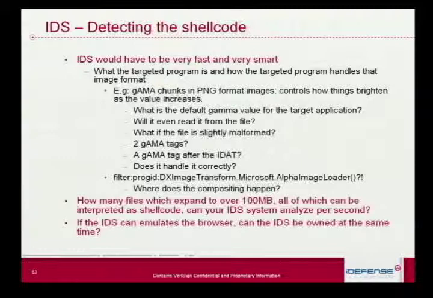And what about alpha, which is the transparency? Adding stuff like that to it, where does the compositing happen? Where does it mix it with the color underneath? And what is the color underneath? And how many files which expand to over 100 megabyte, all of which could have shellcode in them, can your IDS system analyze per second, compared to how many... If your IDS can emulate the browser, can you own the IDS at the same time?